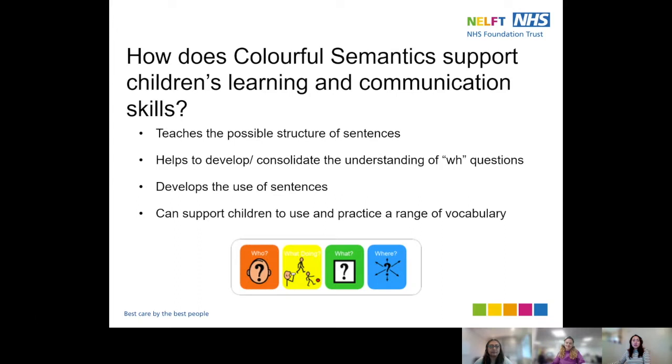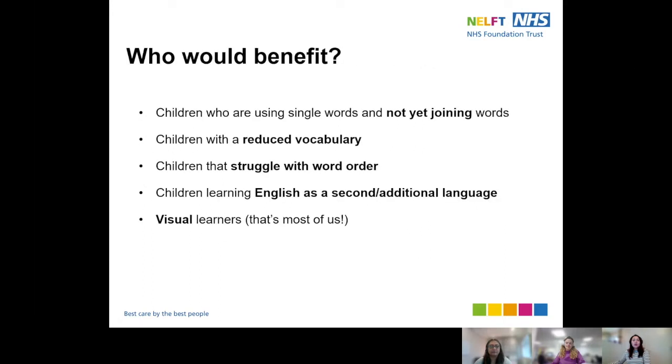This strategy can be used for both spoken and written language, and we will show some examples towards the end of the presentation. So have a think about the children you work with and who will benefit. Perhaps you work with children who are using single words and not yet joining words, children with a reduced vocabulary, children that might struggle with word order. Perhaps you're working with children learning English as a second or additional language. Colourful Semantics, as we said before, are really suitable for visual learners, and that's pretty much all of us.